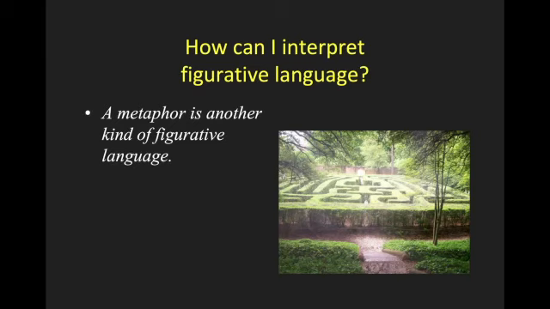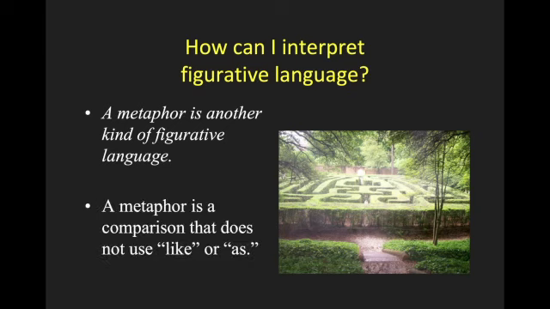Now, metaphor is another kind of figurative language. It does not use the word like or as, but it still makes that comparison of two unlike objects. Similes and metaphors do the exact same thing. Just metaphors do not use the word like or as. You're going to be seeing the forms of to be, where one is being compared to the other.